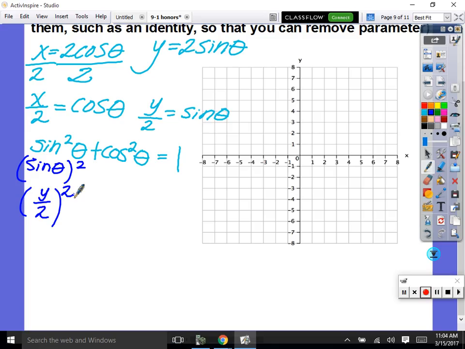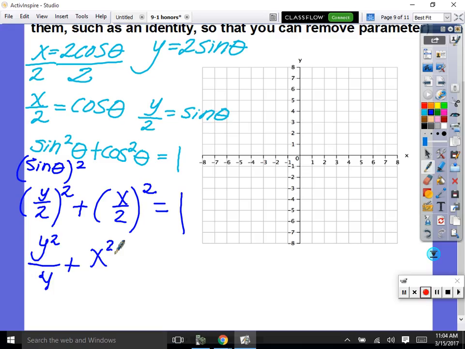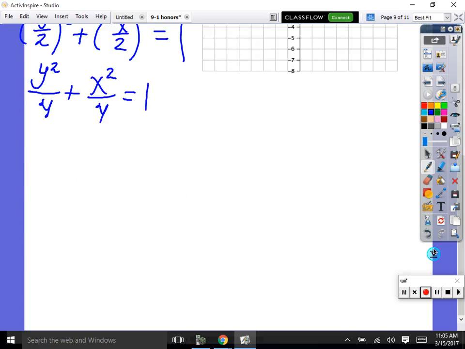So we have y over 2 squared plus, and then cosine squared, so that'll be x over 2 squared, equals 1. And now we can keep simplifying this. Isn't that prettier to graph than graphing sine and cosine? So now think about it, that would be y squared over 4 plus x squared over 4 equals 1. And I like to say, this is a circle, guys. If you remember back to secondary 2, that's what a circle looks like. That's the equation of a circle.